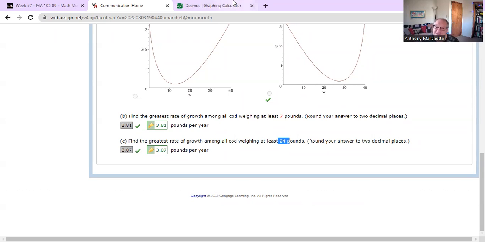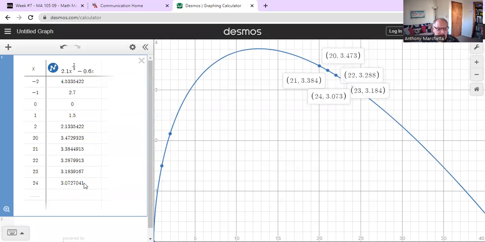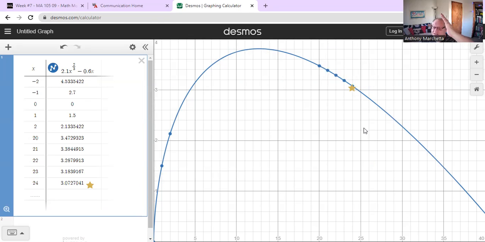Well, we still have the graph. Let's look at it. What happened to 24? Look at the value for 24 right here. So at 24, the number is 3.072. And I think you can see it's the same case. That does represent the highest value in an endpoint situation. Okay, so we're going to select 3.072.